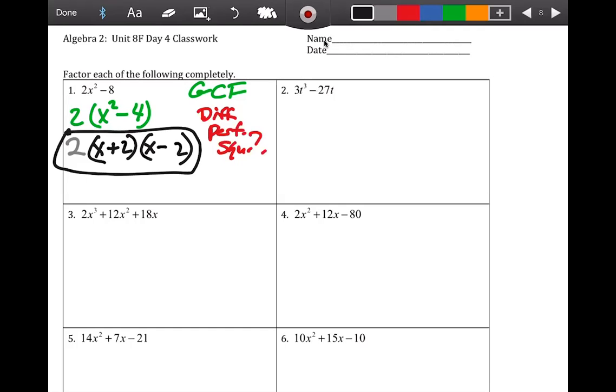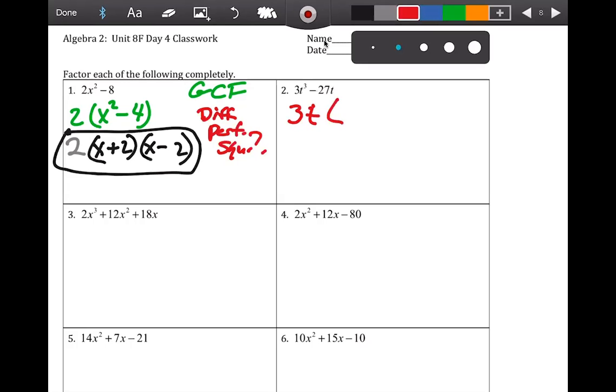No? Okay. Then question 2 is kind of similar. It's another binomial. Can you tell me the GCF? Because I'm looking at that 3t cubed, and there's no way that's a perfect square. All right. 3t is the greatest common factor. 3t, very nice. It's like the Boston Tea Party.